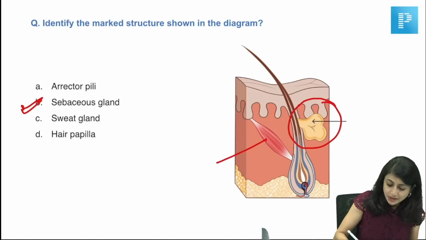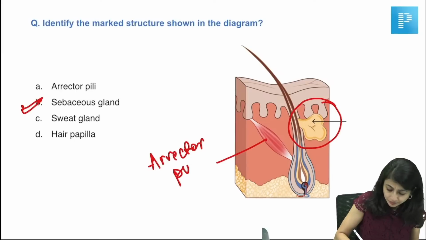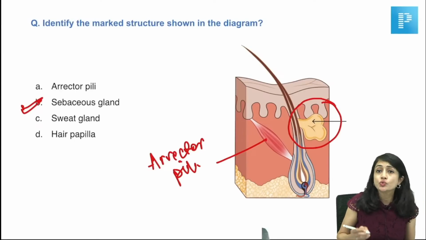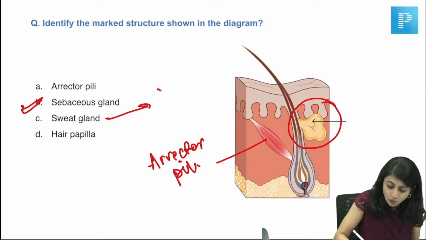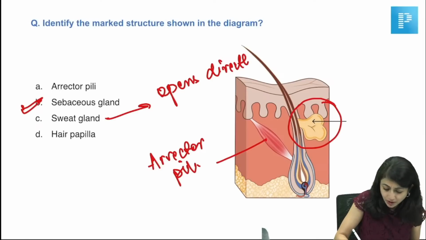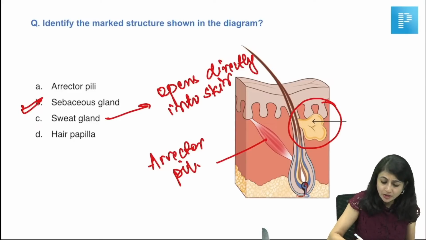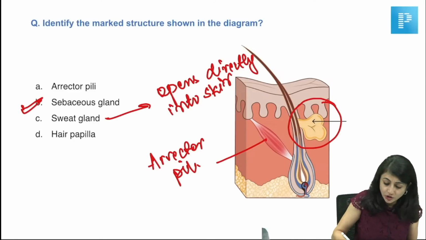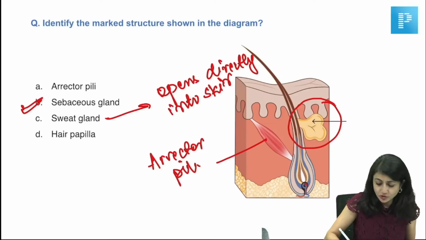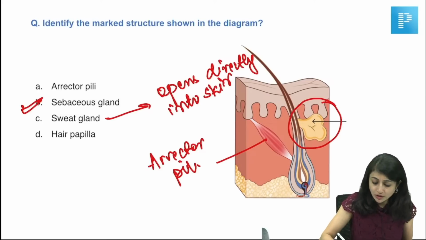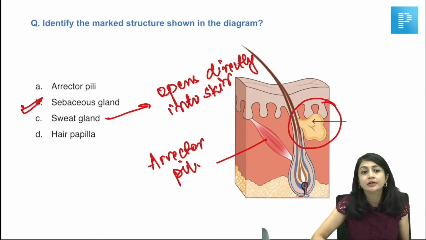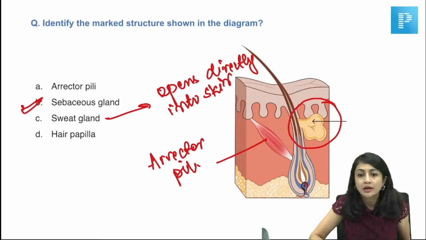Now, this muscle here is the erector pili muscle. Sweat gland, which is usually the eccrine sweat gland, opens directly into the skin. It does not open into the hair follicle. And what is the skin papilla? So, this is erector pili. Sweat gland is not mentioned in the image here. Hair papilla is this structure. So, the structure, if this was pointed out, it is clearly sebaceous gland, right?